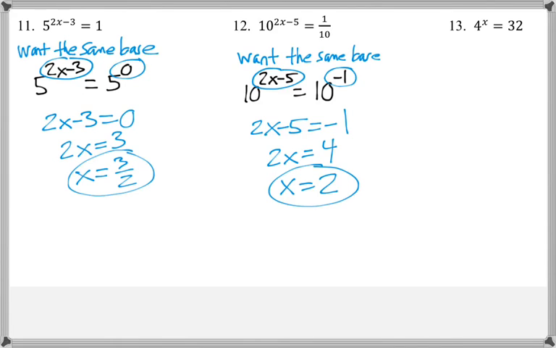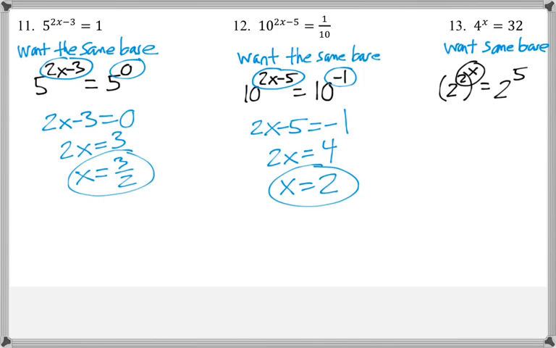On question number 13, I want the same base. And I can use the number 2 to express both 4 and 32. So 4 is 2 raised to the 2, and I still have that x there. And 32 is 2 raised to the 5. So again, I'm not changing my value. I'm just changing the way that it looks.